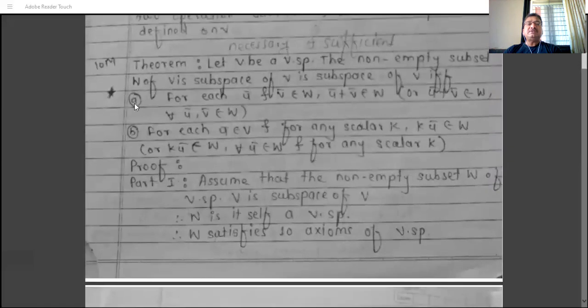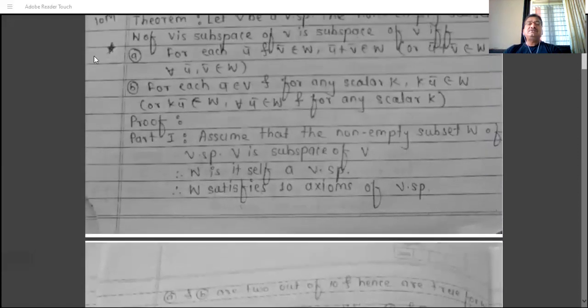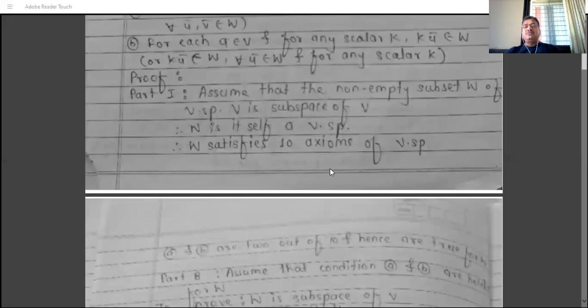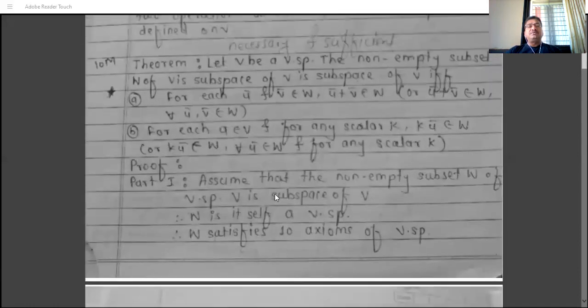Now we have to show these A and B, but these A and B are 2 out of these 10, and hence are true for W. These A and B are the closure axioms C1 and C2. As W is a subspace, W is a vector space, and W satisfies all the 10 axioms of vector space. Obviously A and B are 2 out of that 10, and hence are true for W. No need to show these two properties.